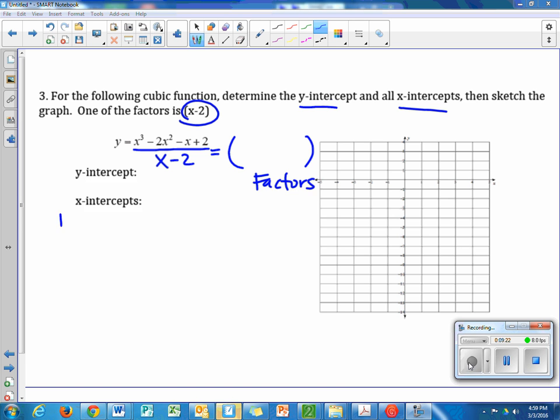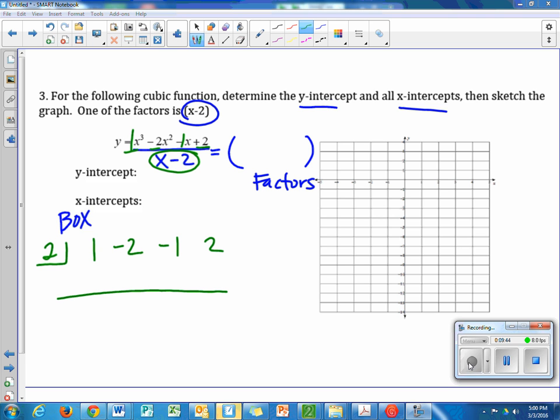So we're going to first do the box method, which is basically taking the opposite of subtracting 2, which is adding 2. Here's 2 that goes into the box. Remember to take the coefficients. We have 1, negative 2, negative 1, then 2. With that said, we bring down the 1, always bring down the first number.